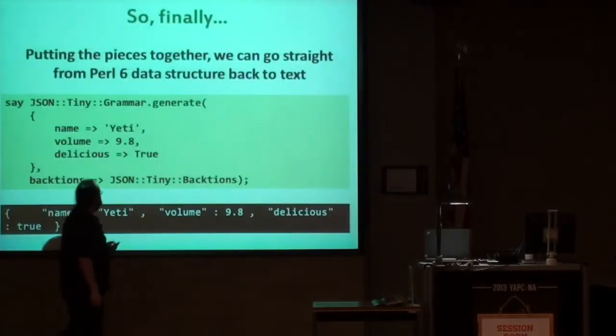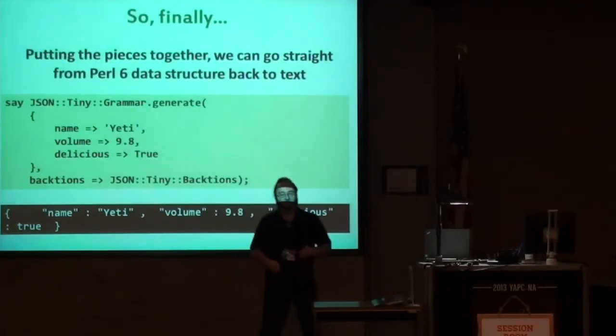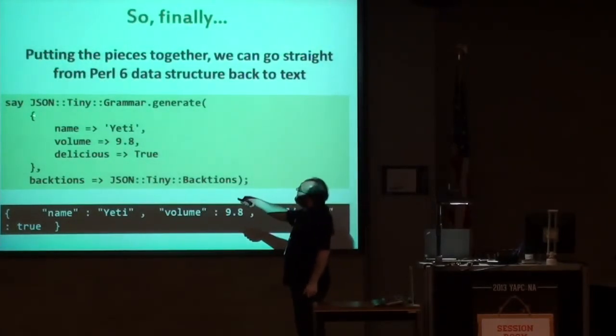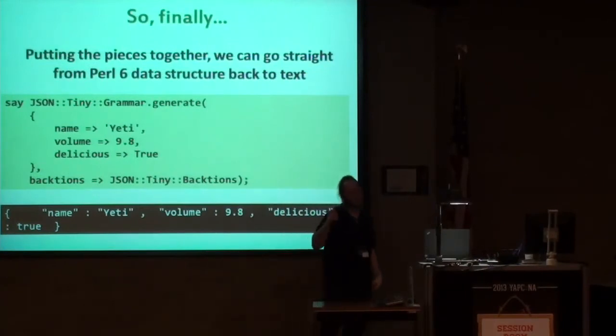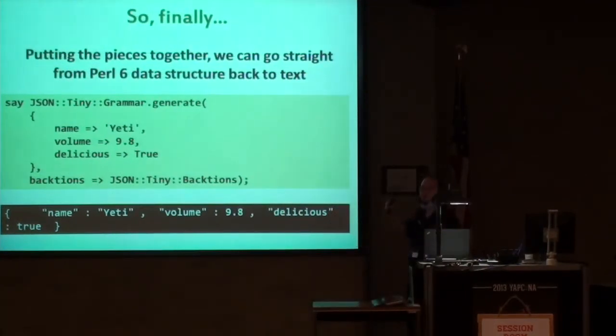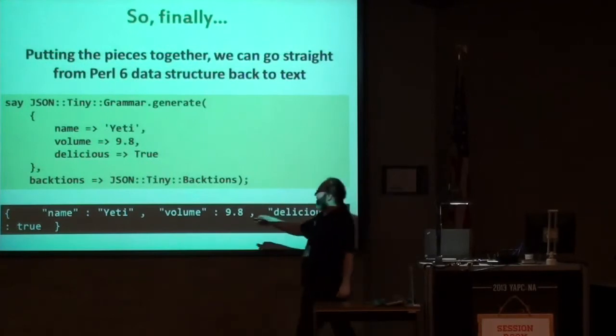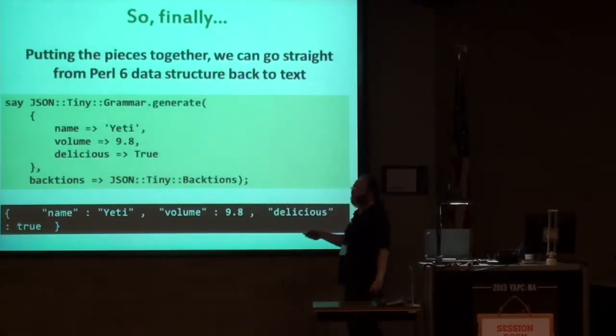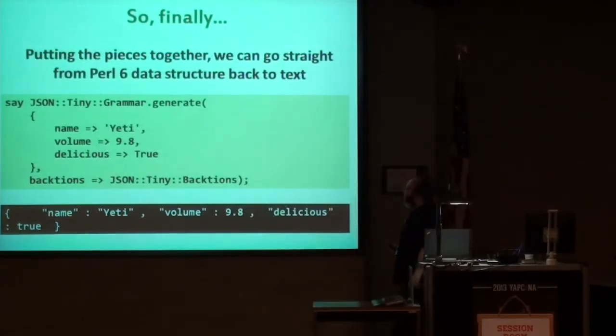So you put it all together, and what we can do is feed this little data structure in here, which is something very much like what JSON tiny's pass with the actions would give us. We feed in the backtions, and we get out the JSON. Mission accomplished.